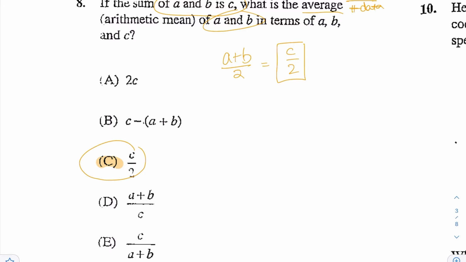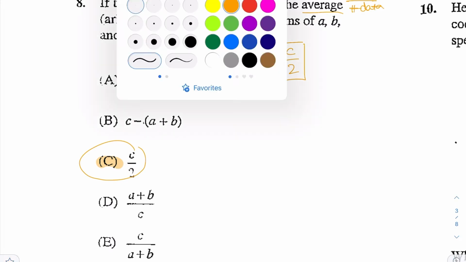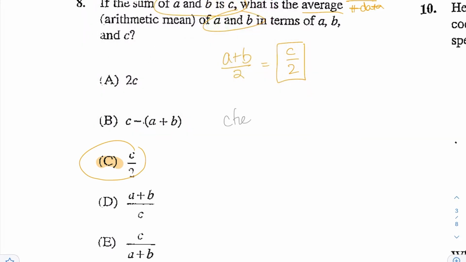The other way to do this is to just substitute in 2 numbers. So for example, you can make A equal to 2 and B is equal to 4. So C is going to be equal to the sum, which is 6. And the average of 2 and 4 is 2 plus 4 divided by 2, which is 6 over 2, which is 3. So go through all the choices, see which one is equal to 3. And choice C should be the only one that's equal to 6 over 2, which is equal to 3.